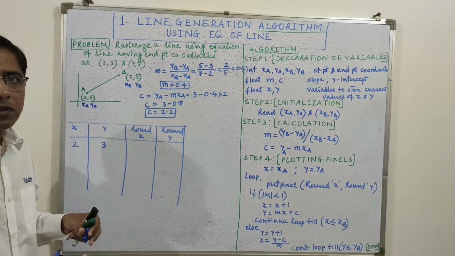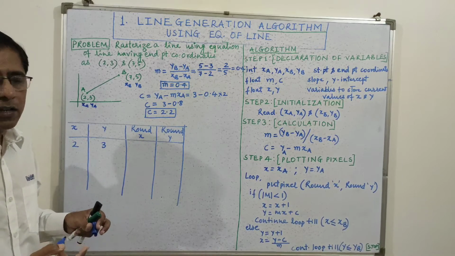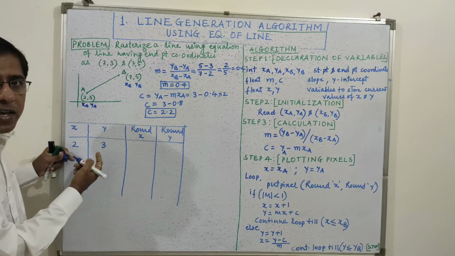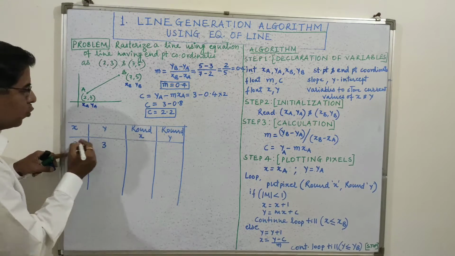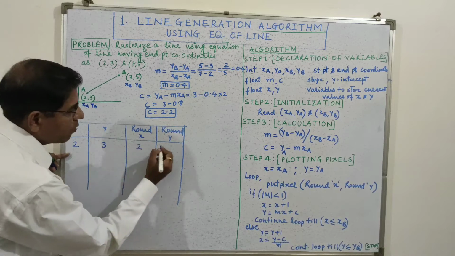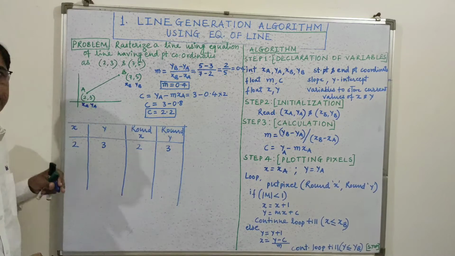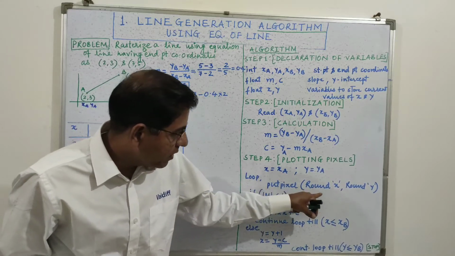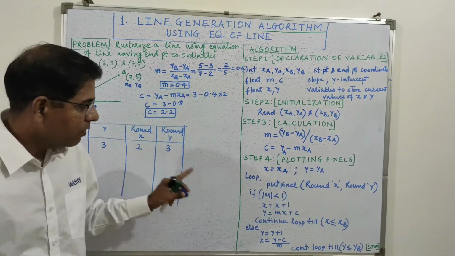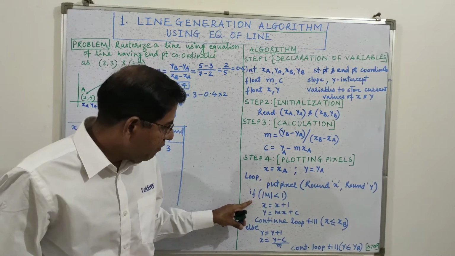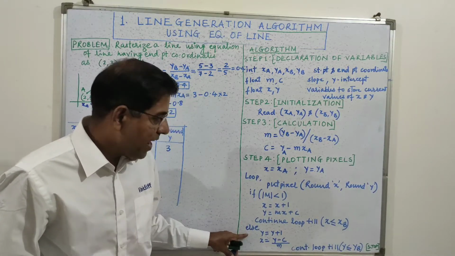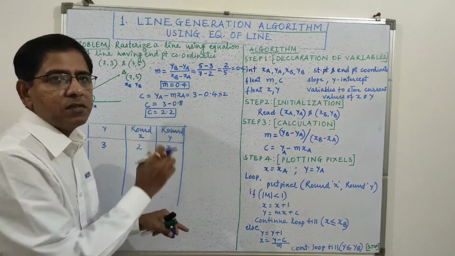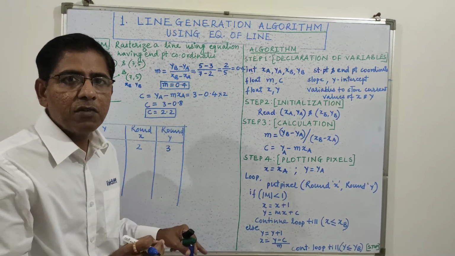And rounding off. Fractional values are not allowed here, so we'll round off the values of x and y if they are fractional. So 2 is rounded as 2 only, 3 is rounded as 3 only. Okay. Then loop: put pixel, round x, round y. We have rounded it out. Then whether we go into the if part or else part of this algorithm, here our slope is 0.4, which is less than 1.